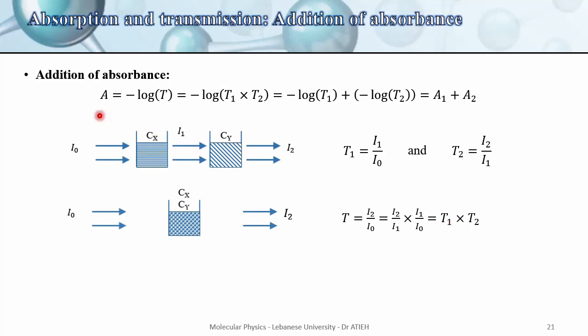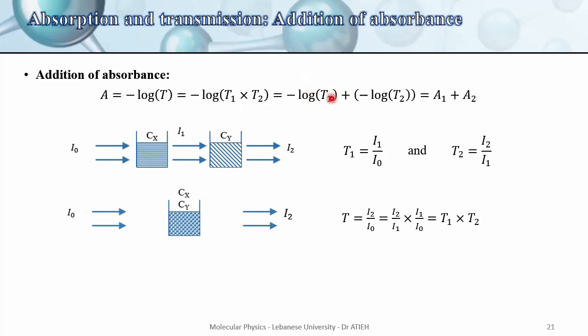So a simple calculation will give us A, the absorbance of this case, where they are mixed together, equals minus log T. T is the transmittance or the transmission. T is equal to T1 times T2, so A equals minus log T1 T2, where T1 and T2 are the transmittances of the individual solutions.